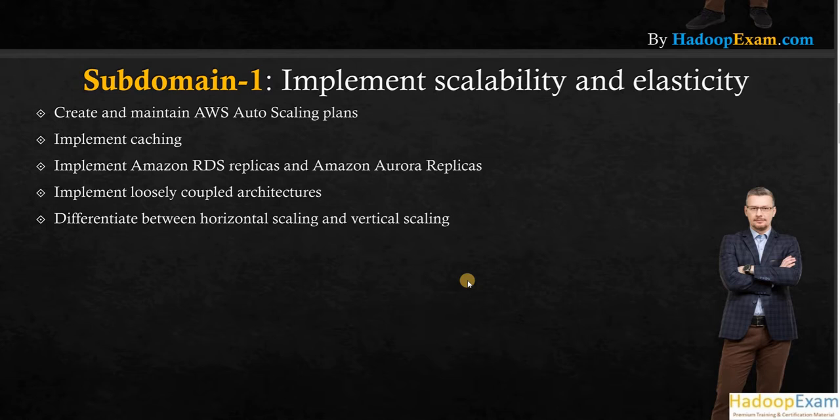Implement loosely coupled architecture, and differentiate between horizontal scaling and vertical scaling. If you don't know, we'll cover that part, but horizontal scaling is increasing the number of service instances. Vertical means increasing the capacity of one particular instance, like by increasing memory, IO, network capabilities, CPUs, etc., if you are talking about EC2.